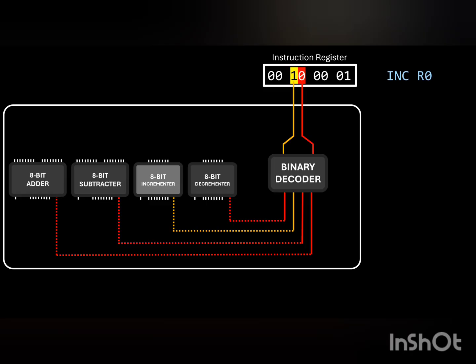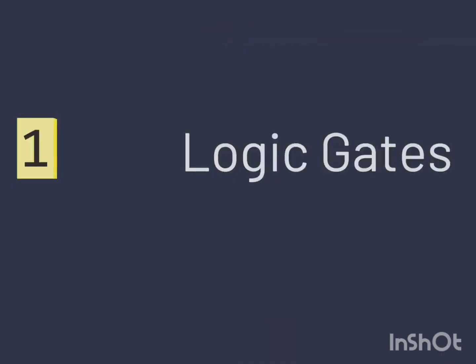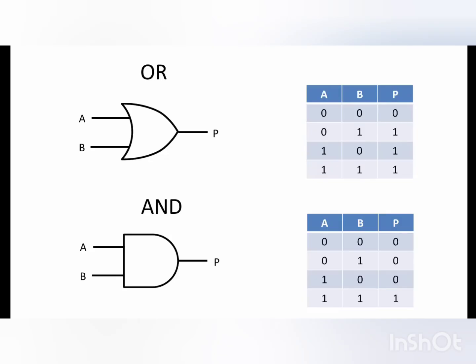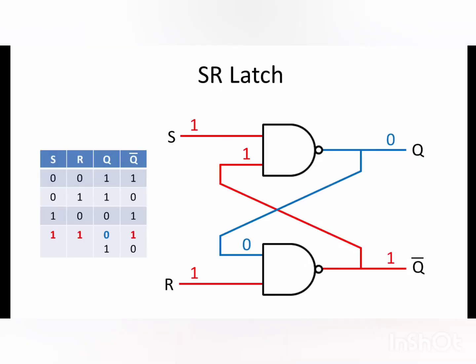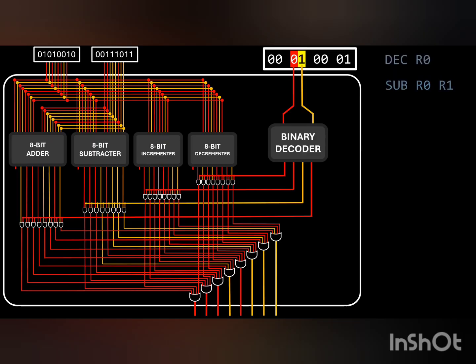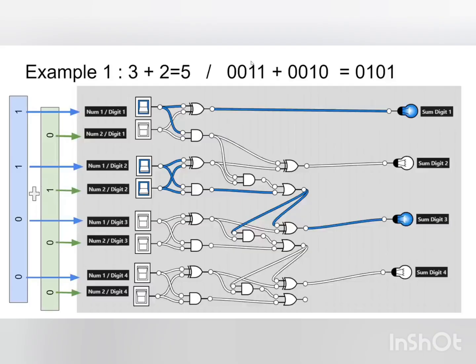These decisions are built using logic gates. A logic gate is a fundamental building block that takes one or more binary inputs and produces a single output based on a rule. From this simple idea, all digital electronics are born. The simplest logic gates form the foundation of all digital systems.